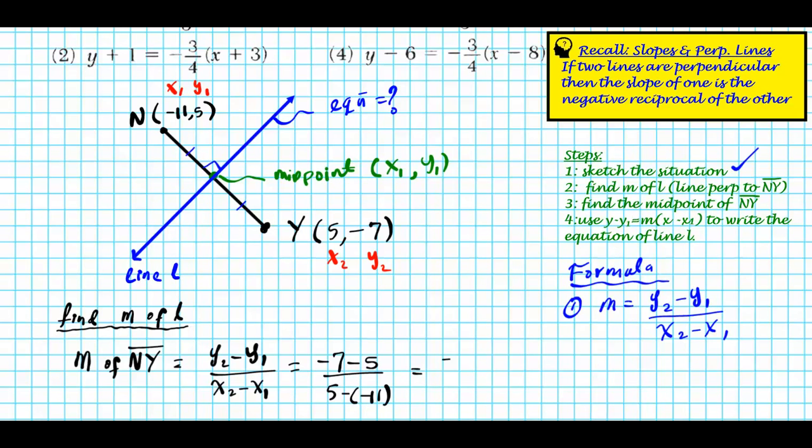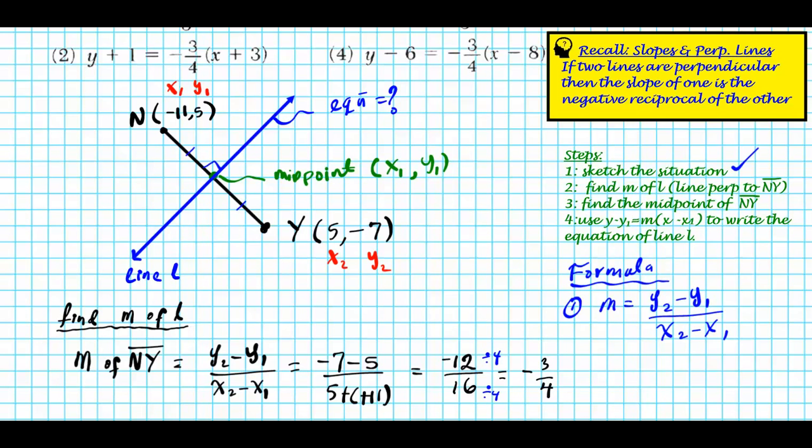So you have negative 12 over 5 plus 11, which is 16. This can be reduced. Divide top and bottom by the GCF, which is 4. Divide by 4, divide by 4. And then you end up with the slope of the segment as negative 3 over 4.